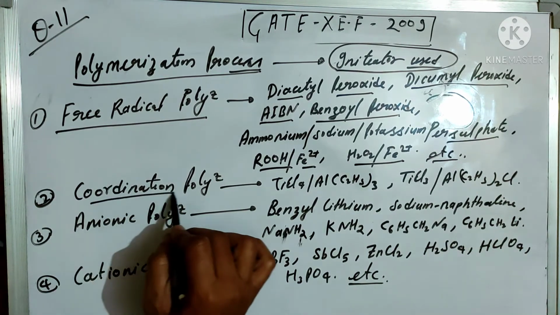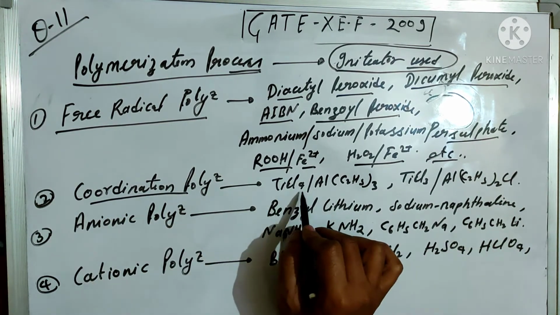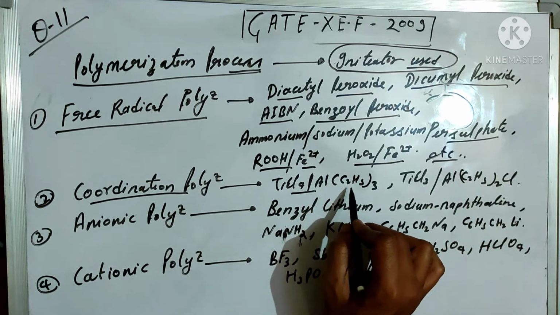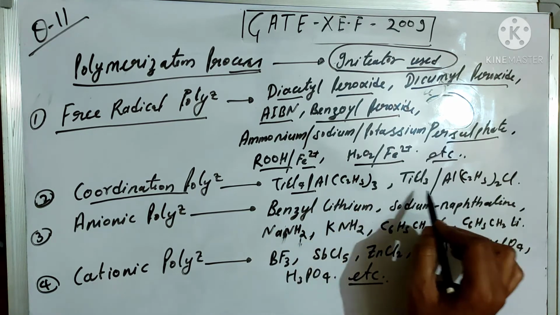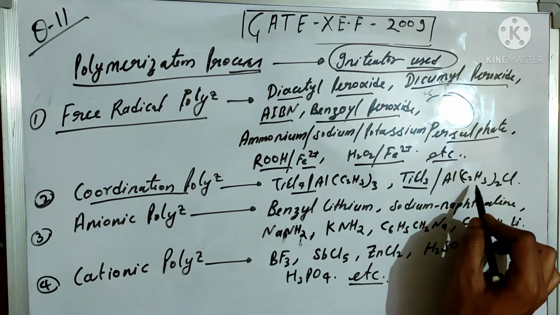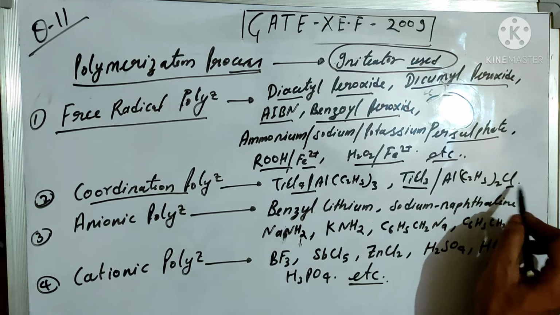For coordination polymerization, the initiators used are TiCl4 and Al(C2H5)3, and second, TiCl3 and Al(C2H5)2Cl.